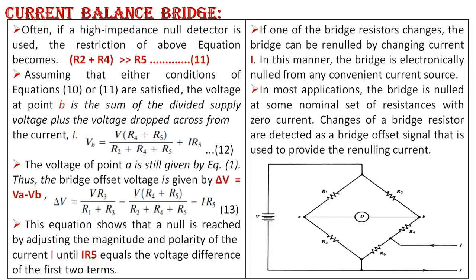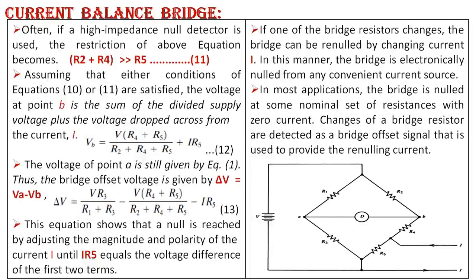Thus the bridge offset voltage is given by del V is equal to VA minus VB. So del V is equal to V R3 upon (R1 plus R3) minus V times (R4 plus R5) upon (R2 plus R4 plus R5) minus IR5. This equation shows that the null is reached by adjusting the magnitude and polarity of the current I until IR5 is equal to the voltage difference of the first two arms.